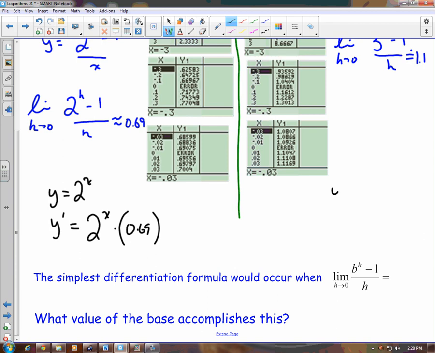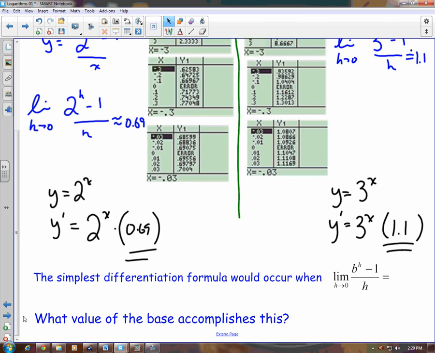What's the derivative of 3 to the x? Well, the derivative of 3 to the x is going to be 3 to the x multiplied by something. And this something is about 1.1, right? So it appears the derivative of an exponential function in part involves an exponential function, but the real key is, what is this? And so here's where the next question moves to.